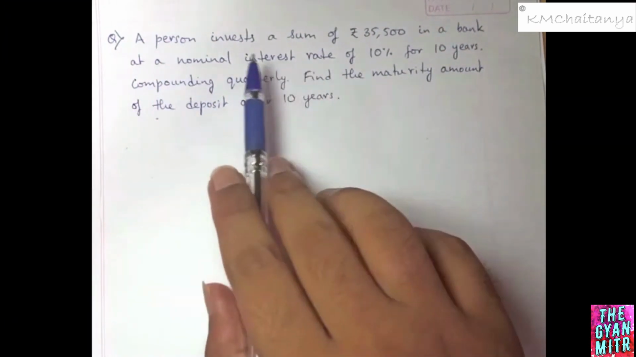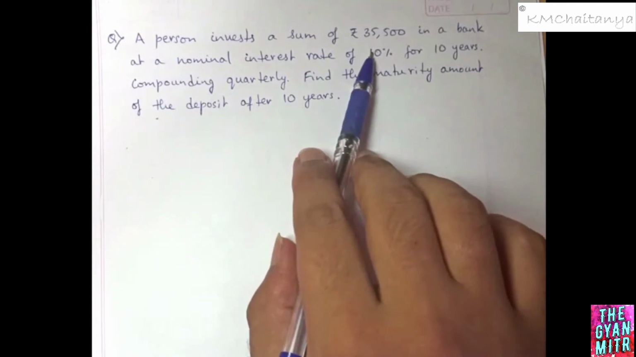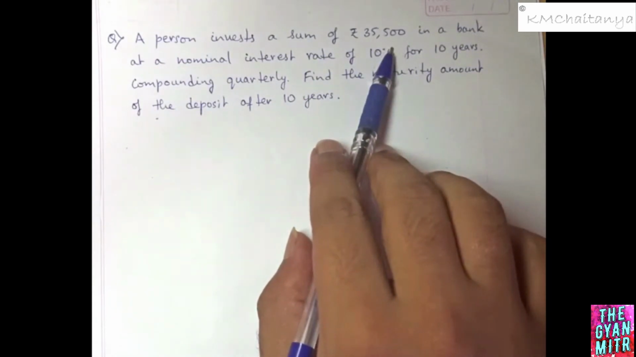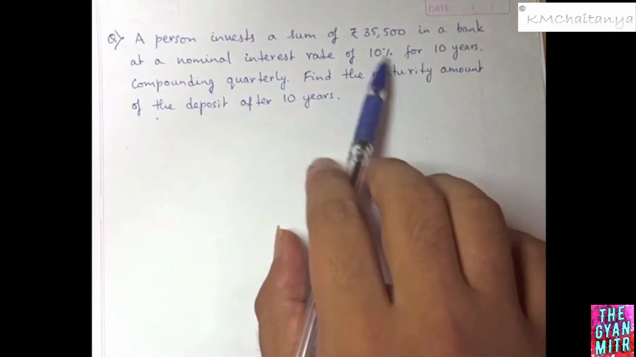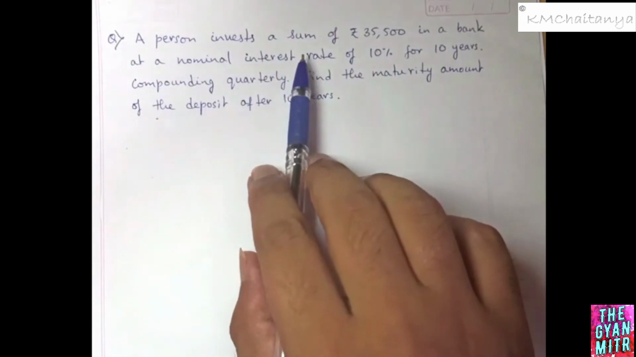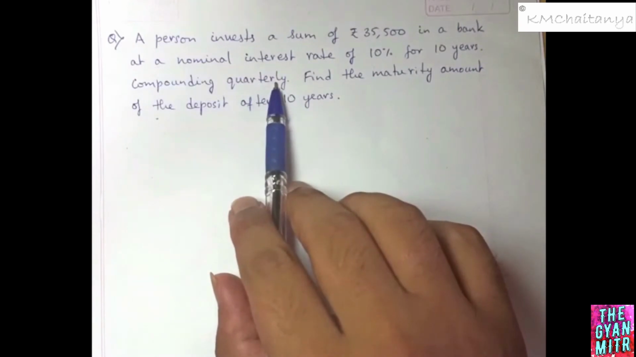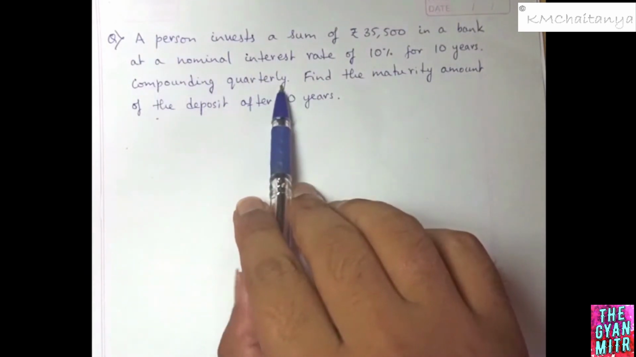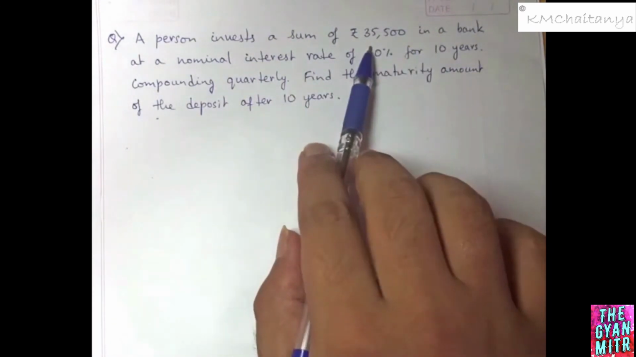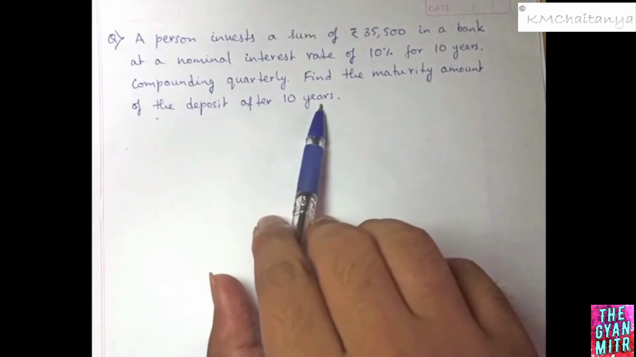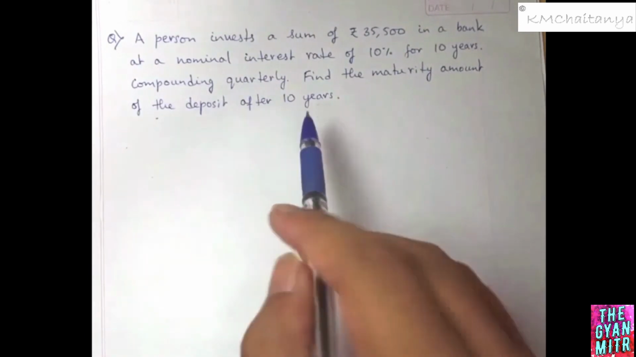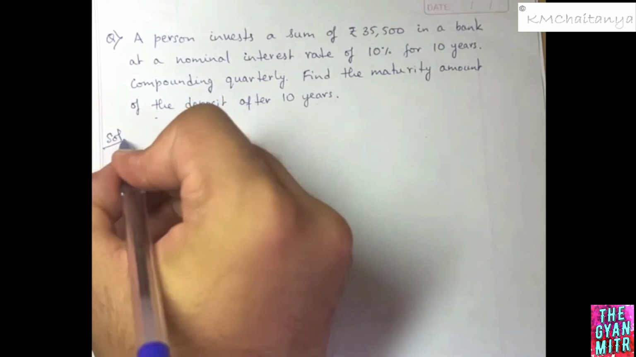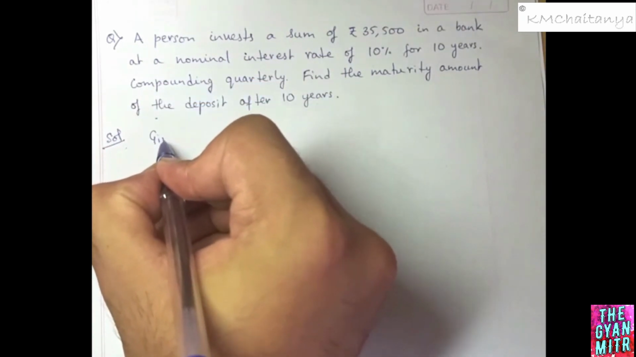Now in this question, a person is investing rupees 35,500 in a bank which is giving him 10% nominal interest rate, and this nominal interest rate is compounding quarterly, that is once in 3 months or 4 times a year. Now we are supposed to determine what will be the maturity amount of this particular investment after 10 years. So we'll look into the solution now. Solution: given data.